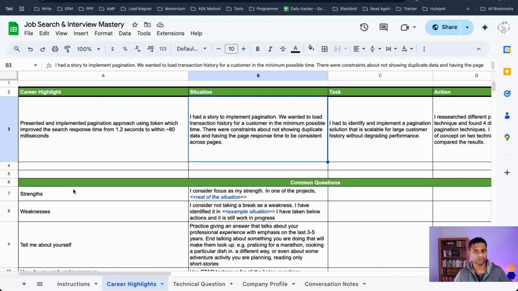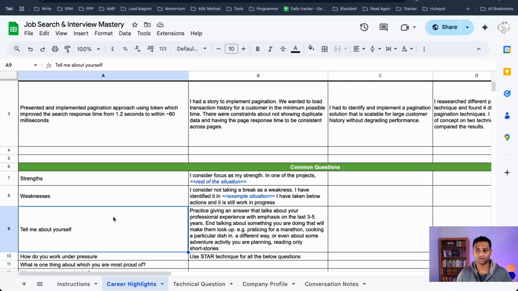Similarly, there are some common questions which you know are going to be asked, like your strengths and weaknesses, and tell me about yourself. I have given an example. This is my strength, and in one of the projects, again talk in the STAR format. Then there is weakness. I consider this as a weakness, and I identified it in this particular situation. Then you give more examples, say I've taken the following actions, and it is still a work in progress. That tells them what your weakness is, how you identified it, in what situation you found it, and what actions you're taking. So it gives them the complete picture as to where you are.